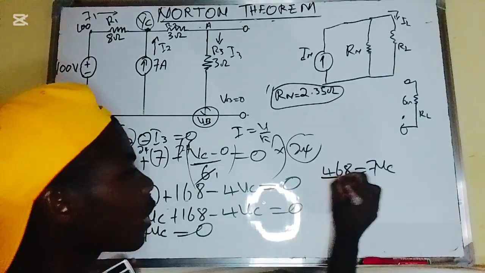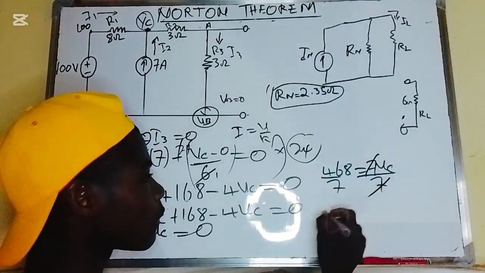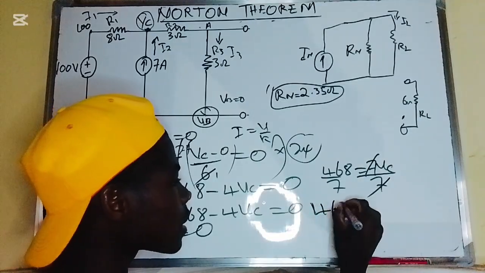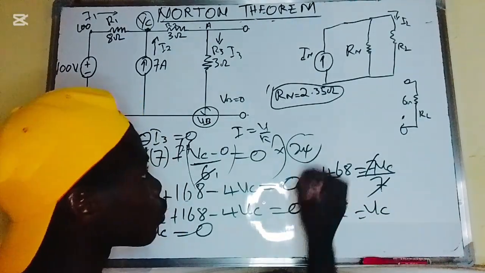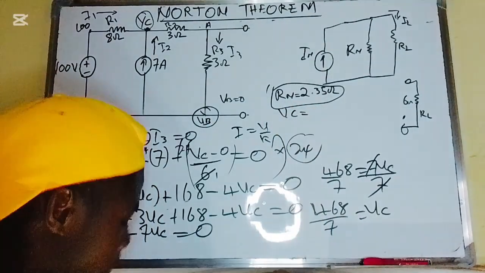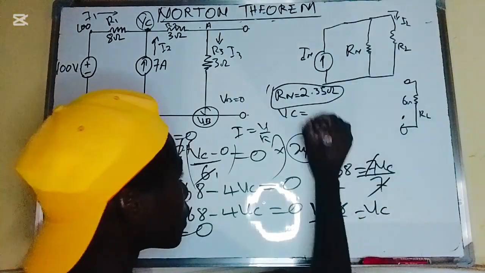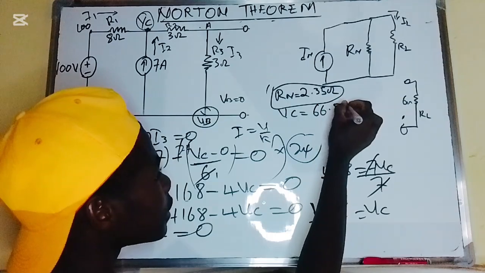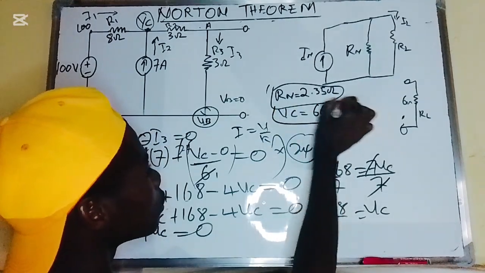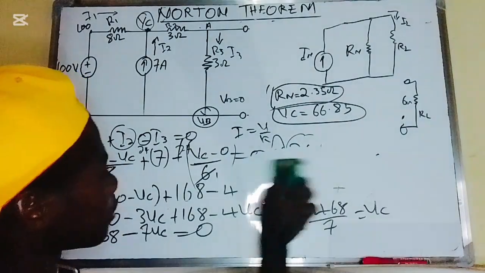So as I said, if I divide both sides by 7, because I'm looking for VC, this cancels, and therefore 468 divided by the value of 7 should now be equal to VC. So what shall now be the value of VC? If I say 468 divided by the value of 7, this shall now be equal to 66.85. Yes. So let me clean it.